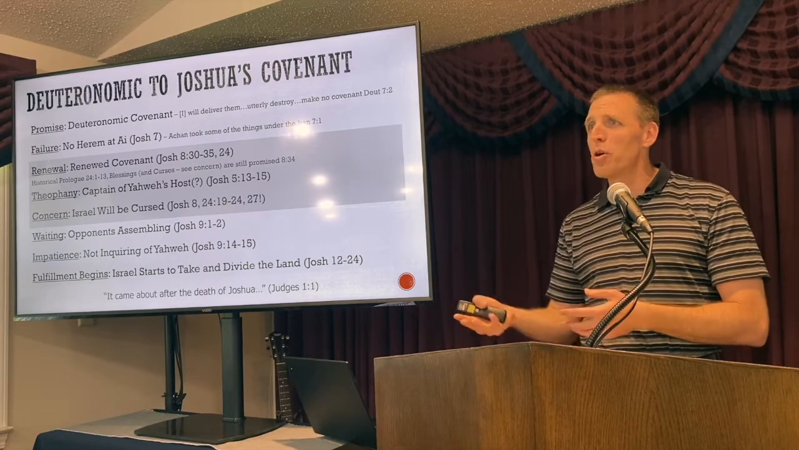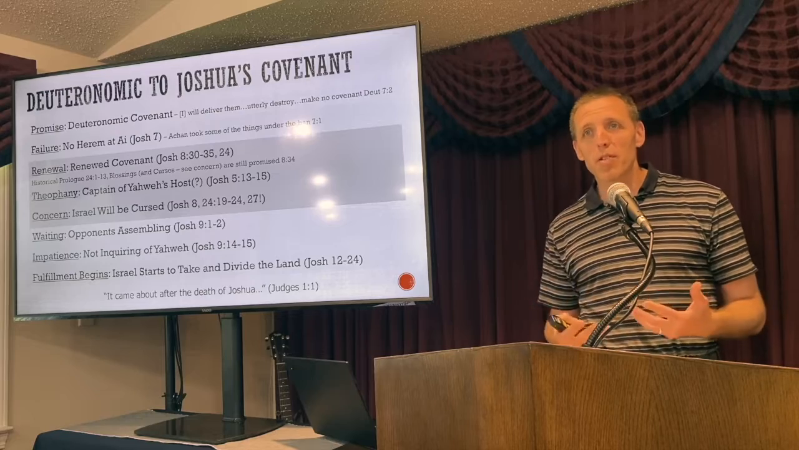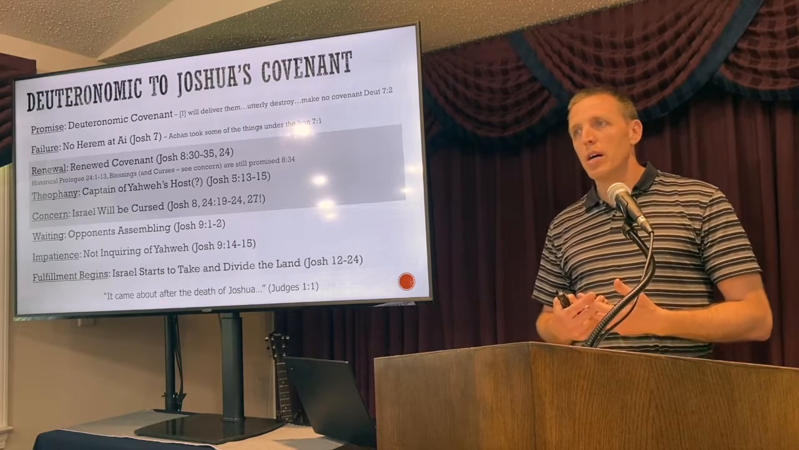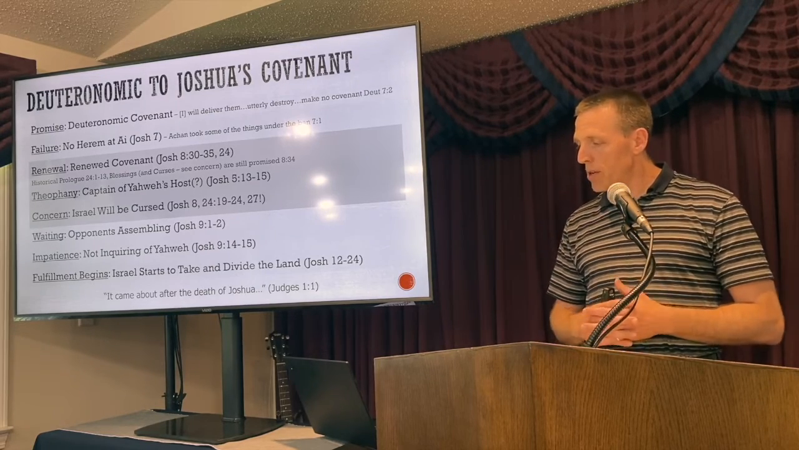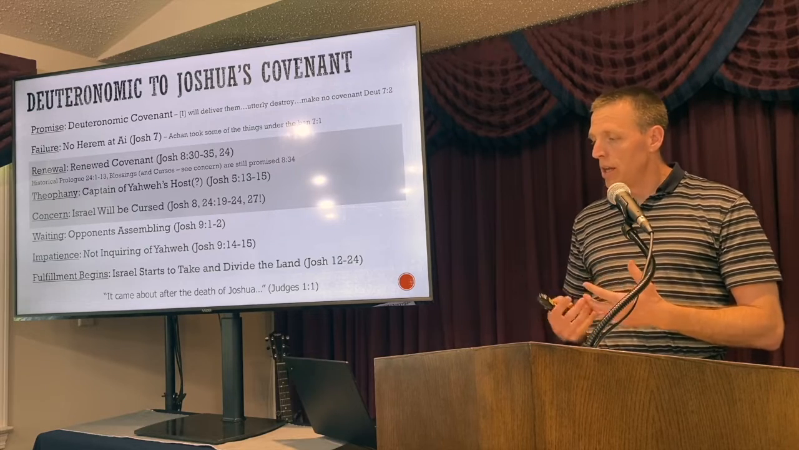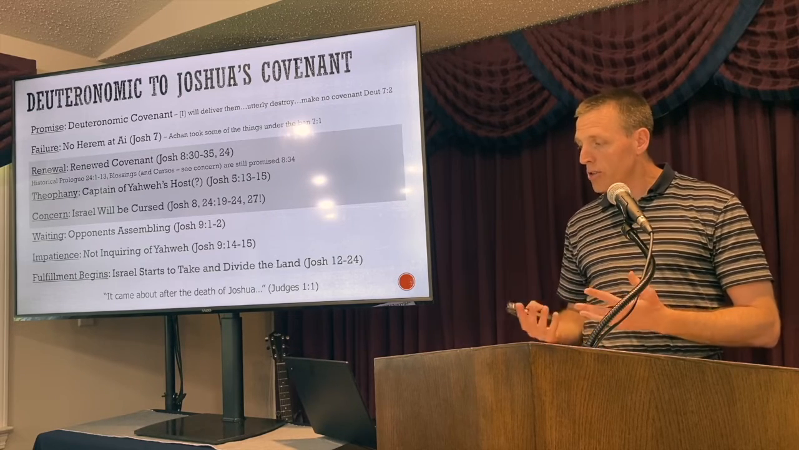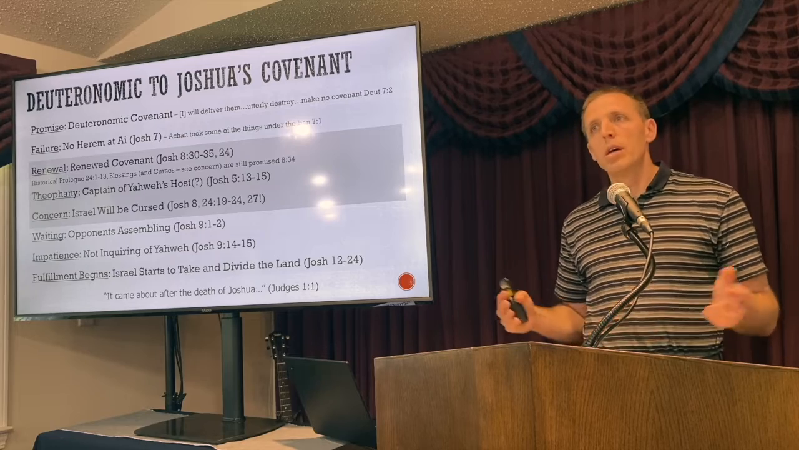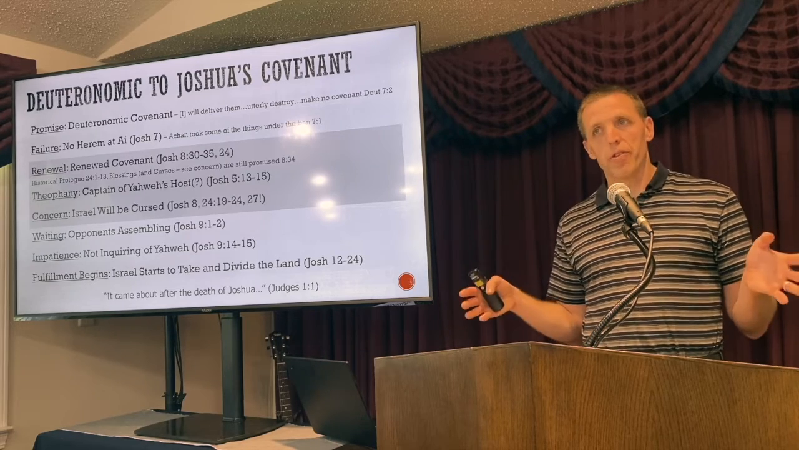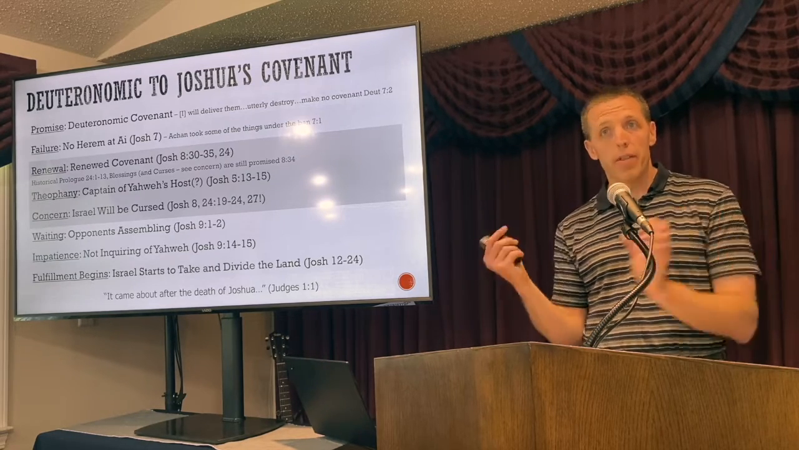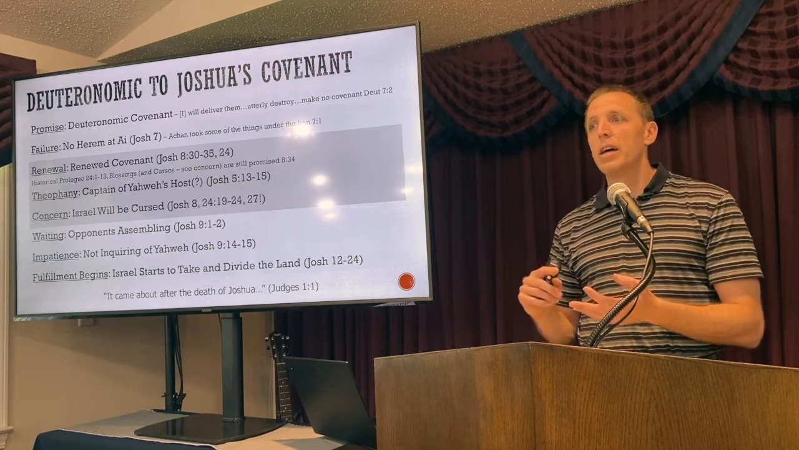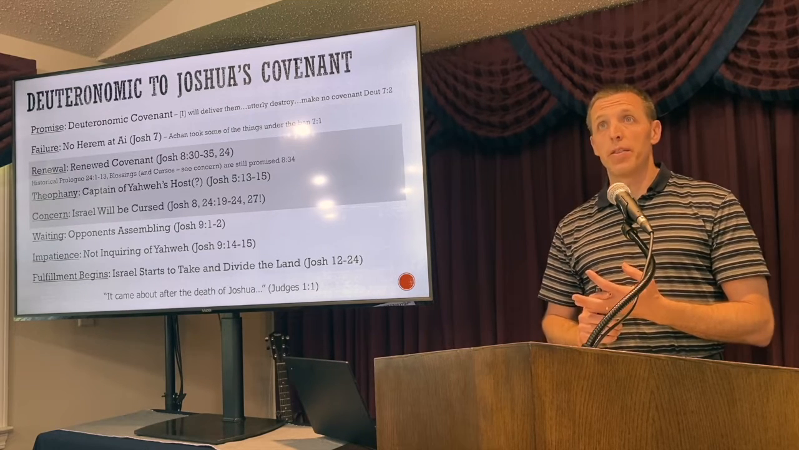You remember when they first go over into Jericho? There's the captain of the Lord's host that meets with Joshua. Maybe that's what you would consider the theophany here. Regardless, there is the concern that Israel will be cursed, that they won't be able to obey. As they're waiting for the covenant to continue, they've defeated Jericho, they defeated Ai. I think that's the two battles.